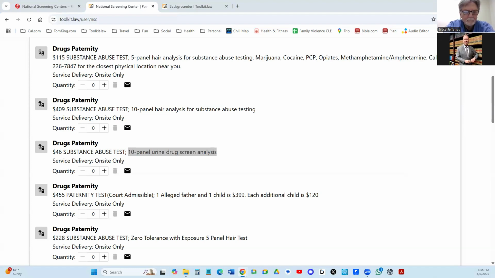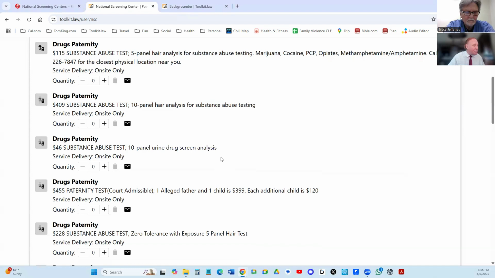And that would also include alcohol, correct? This 10-panel does not include alcohol. That would be an add-on. So that would be a little bit of an extra fee, like about $7 more to add alcohol. So it can detect alcohol for up to 96 hours in the 24 hours. 24 hours. Okay.